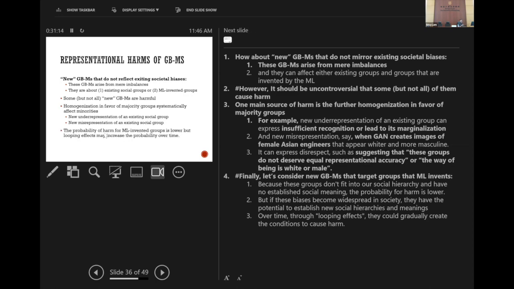Finally, let's consider the new GBMs that target groups that are new and invented by the machine learning process itself. It is slightly tricky here because these groups don't fit into our existing social hierarchy and they are not associated with existing social meanings, right? So I think it's fair to say the probability of harm is slightly lower here. But if these biases become widespread in society, they have the potential to establish new social hierarchies and new social meanings. So over time, through what we call the looping effect, they can gradually build up the conditions to cause harm.